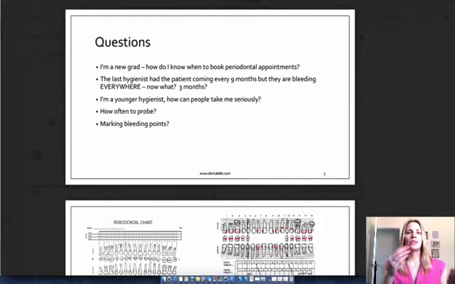You start to learn this with experience, but the rule of thumb, even if you have to start somewhere, think about it this way. If the patient has 4 millimeter pockets, they should be coming in every 6 months, maybe every 3 months, depending on plaque and tartar and bleeding. If things are pretty healthy, 9 months seems to be okay.